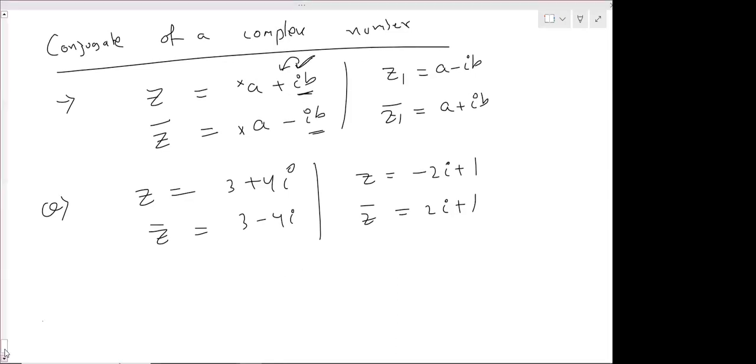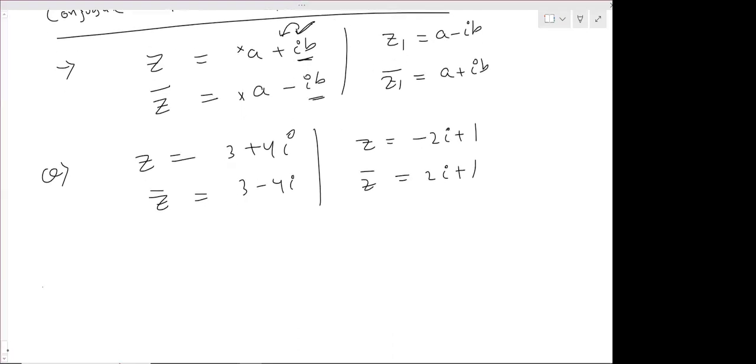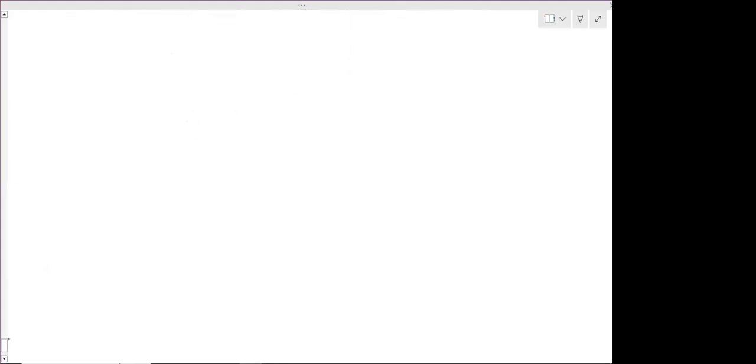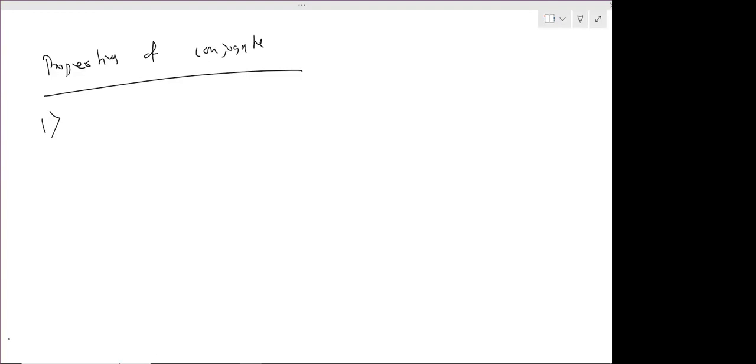All right. So conjugate will not be used like this. What they will use is properties of this conjugate. Write down properties of conjugate. What is the first one? If you take bar of z bar, then it gives the value itself.